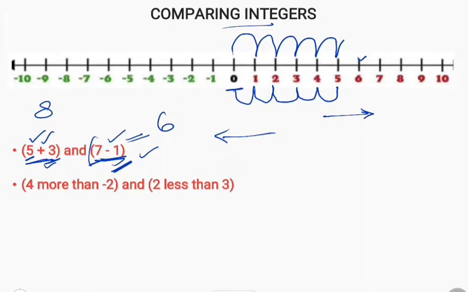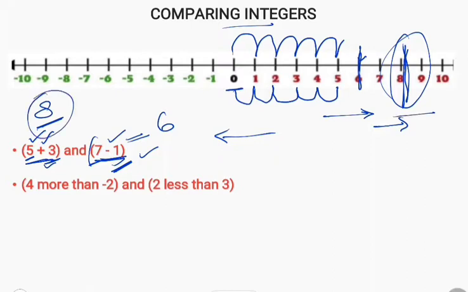So over here, we have 8, and over here, we have 6. Since 8 is in the right direction, and we have already discussed that whichever number is on the right side on the number line is greater, this 8 is greater than 6. So 5 plus 3 is greater than 7 minus 1. Now let us see the second one.